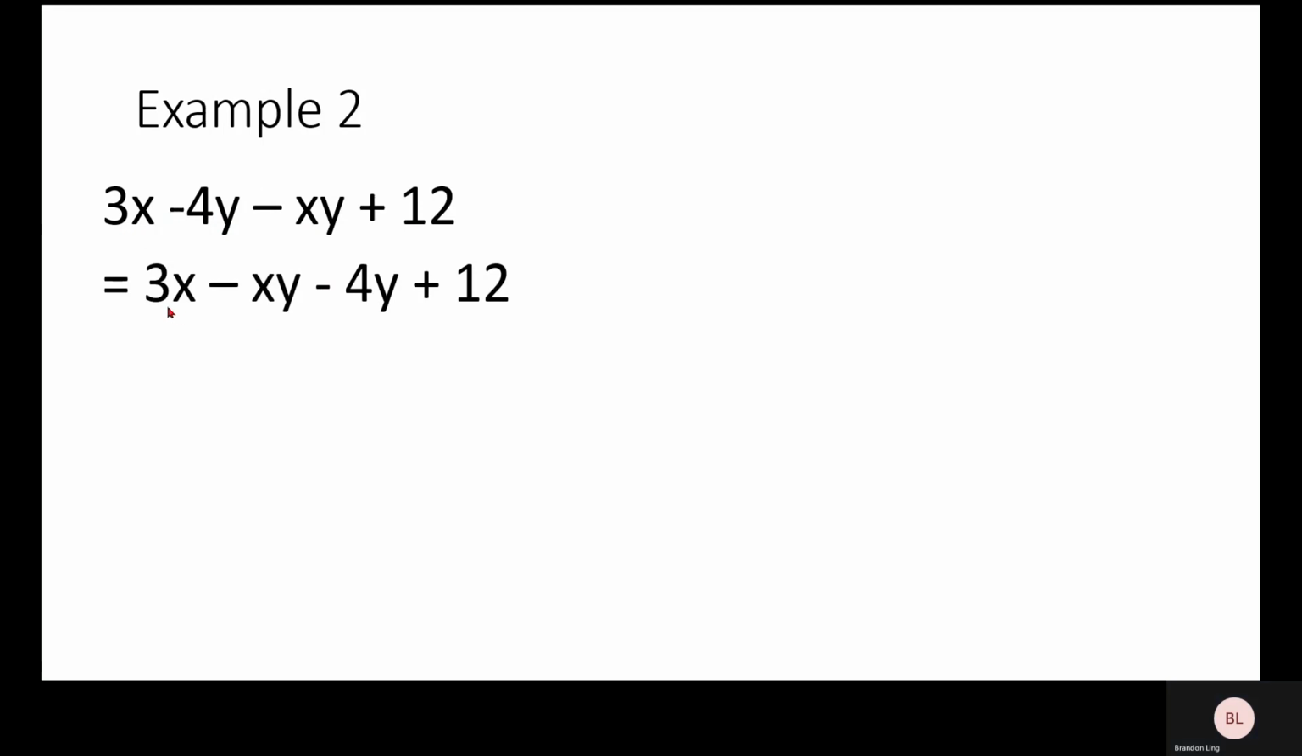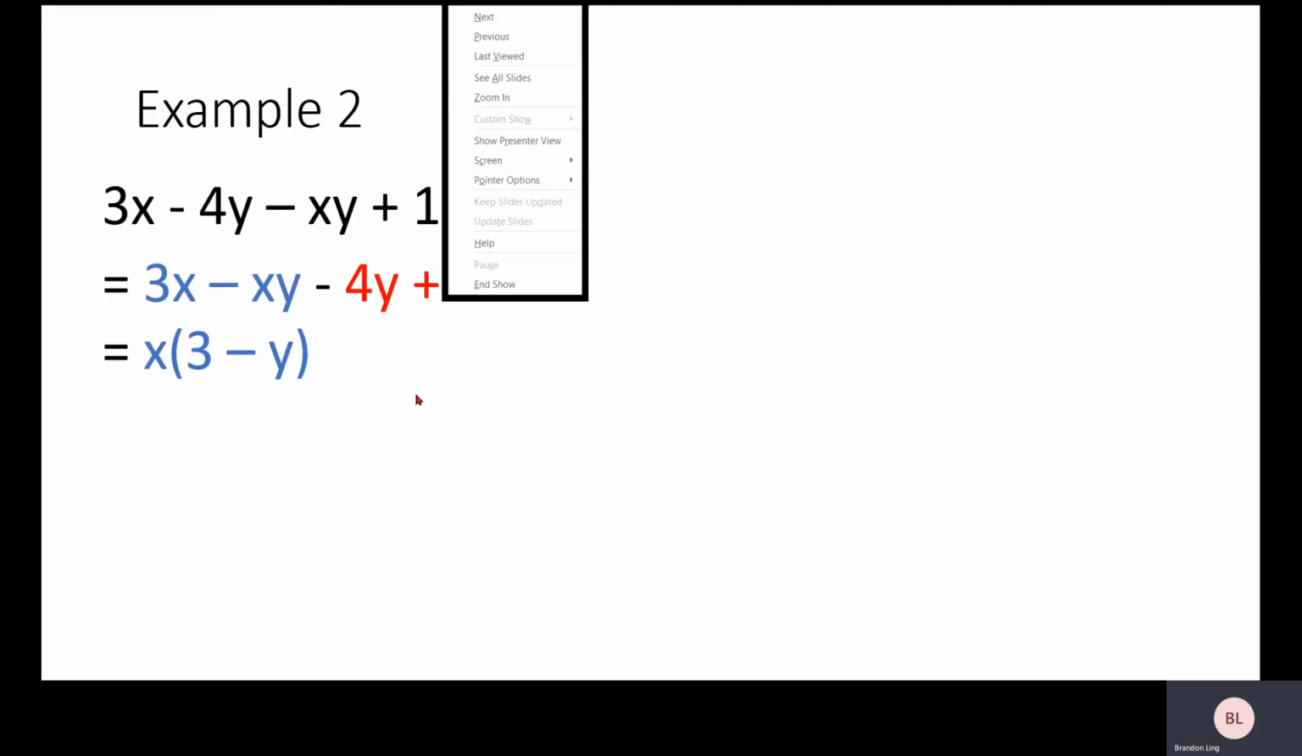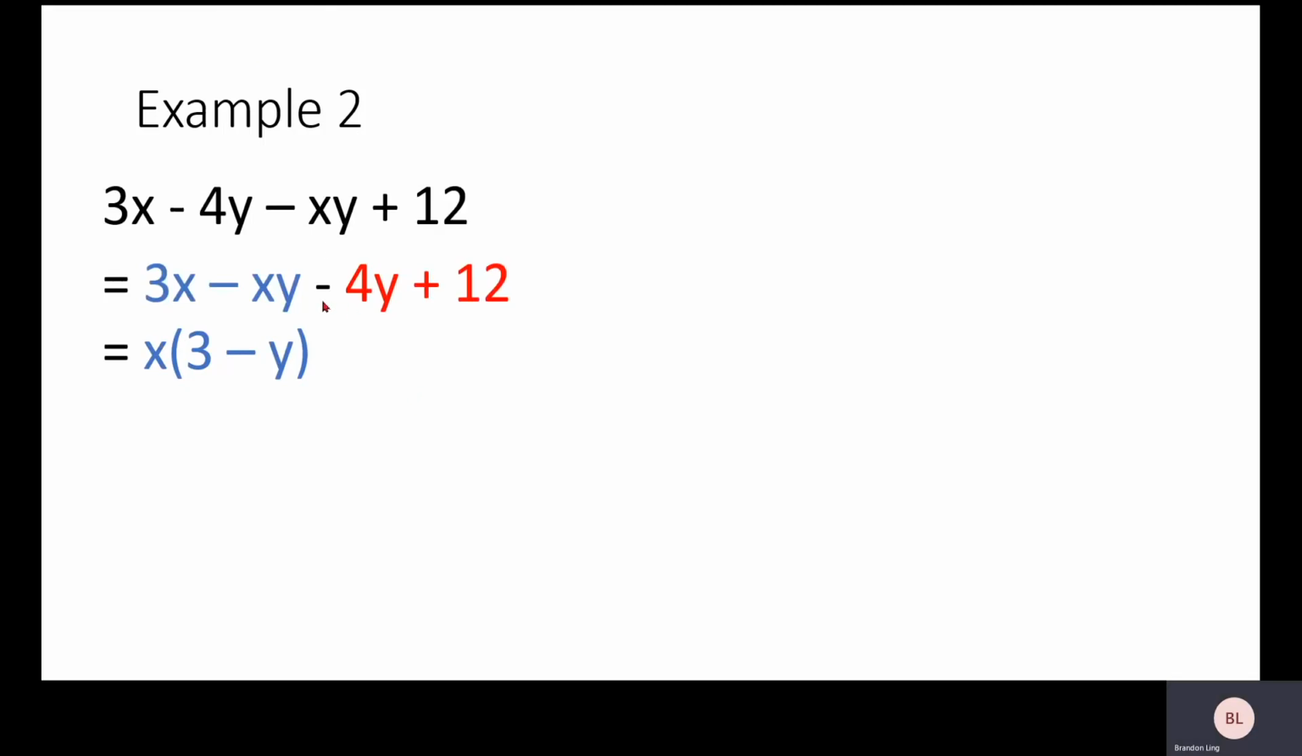So therefore, I can factorize out this x from 3x minus xy. So it becomes 3 minus y. Okay, so x in the bracket 3 minus y. All right, so pay attention to this part here. You have minus 4y plus 12. So therefore, I'll be putting minus 4 since I'll be pulling out the factor of 4 out. Here in the bracket, I will have y.